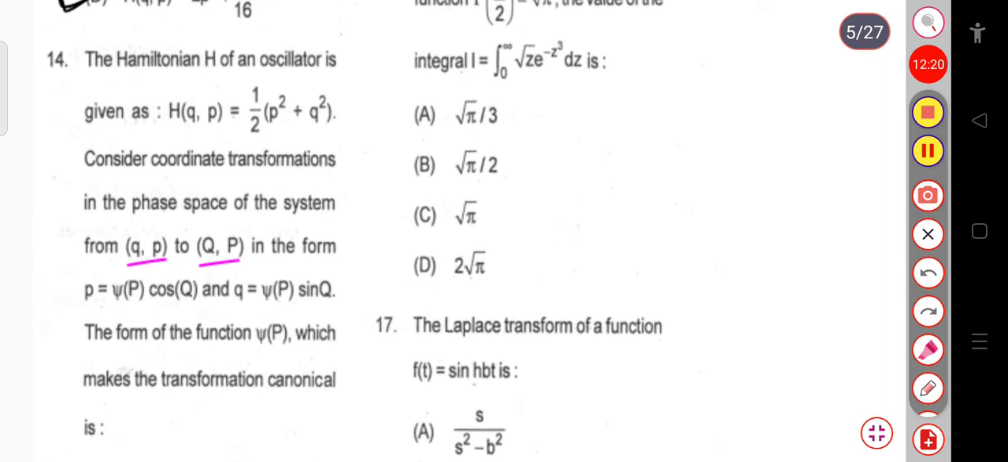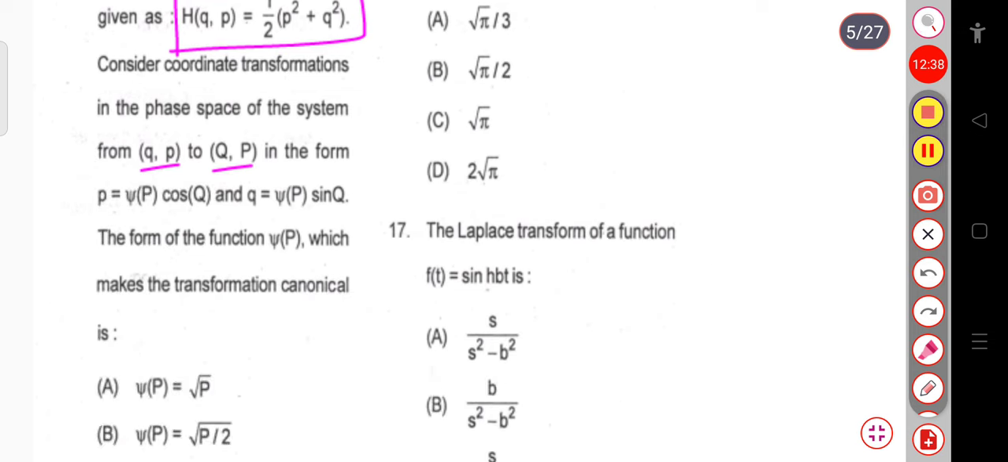Here you can see the Hamiltonian is in the form of a harmonic oscillator, that is, in place of Q you write 1 by 2 m omega square Q square. In this way you can write it for your classical harmonic oscillator. In the exam you can directly click it, that is root over 2P, this is your answer. But here I will explain this to you.